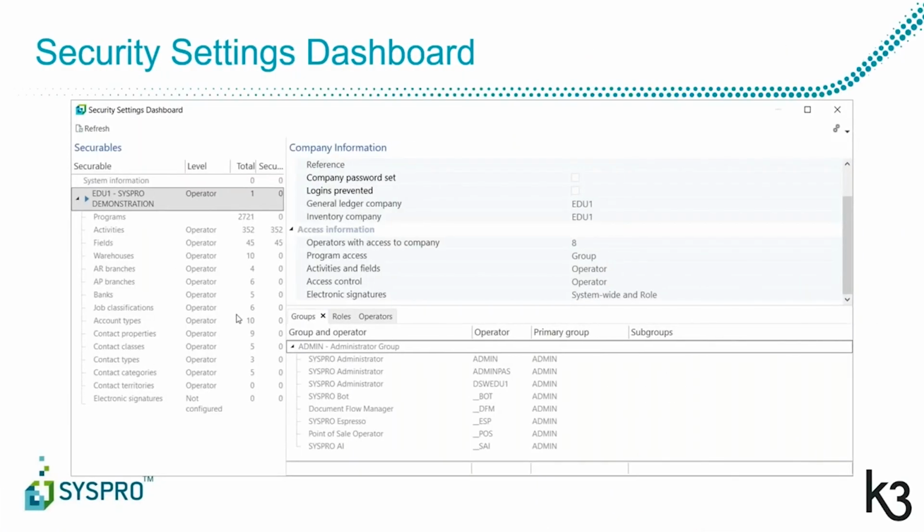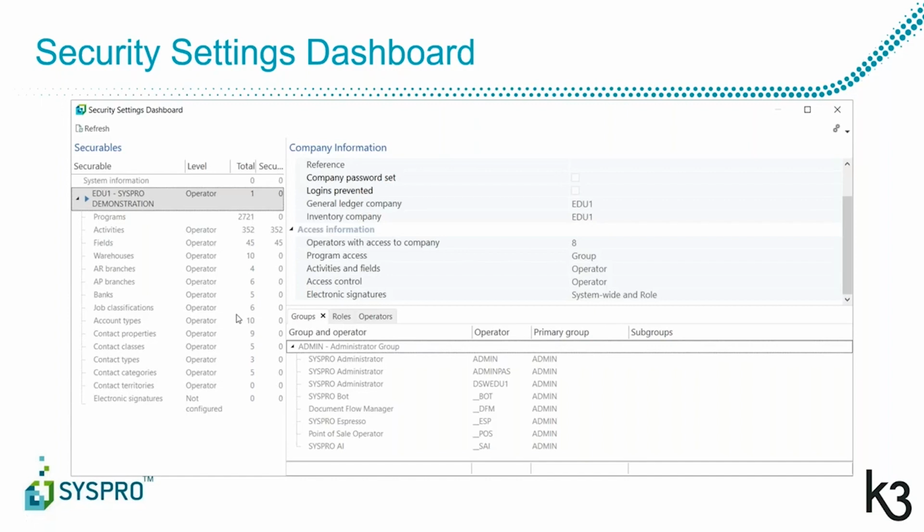There are two quick dashboards I want to show you. There's the introduction of a security settings dashboard. Fundamentally, it's taking all of that security, pulling it into one place so that you can see at a glance everything that you can secure from a SYSPRO standpoint. So on the left of this dashboard, what you'll notice is the fact that we have 2,700 programs in SYSPRO that you can actually choose to secure.